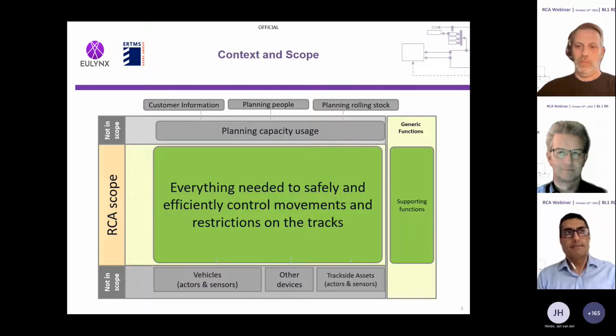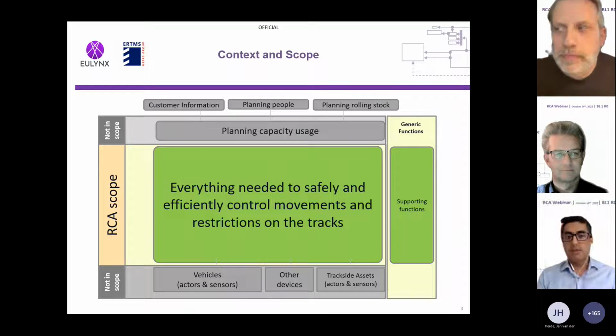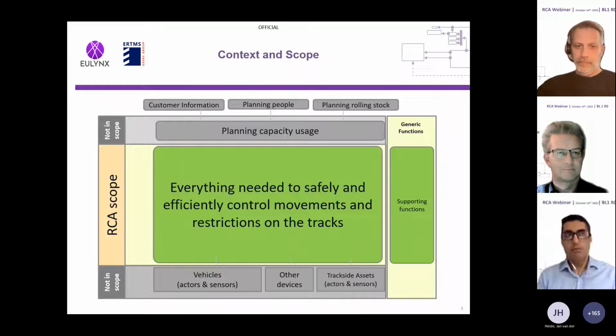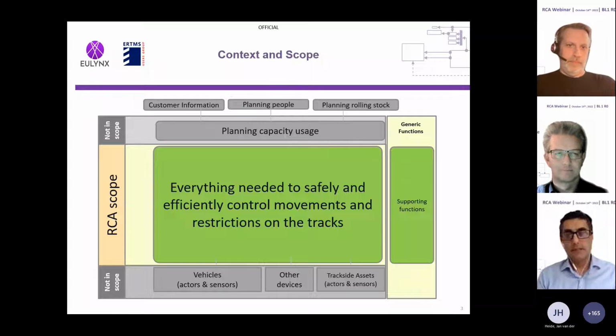So the green boxes show standardized functions and processes, and the grey boxes show things that weren't standardized and weren't common, and they are different in each locale or country. So the key area of focus initially was around everything needed to safely control movements and understand restrictions on tracks. And then there are generic functions, which I'll talk about later, considered to be supporting functions, and they can be reused by the green functions inside RCA's scope. But always remembering that the foundation is radio-based ETCS and reusing existing standards.